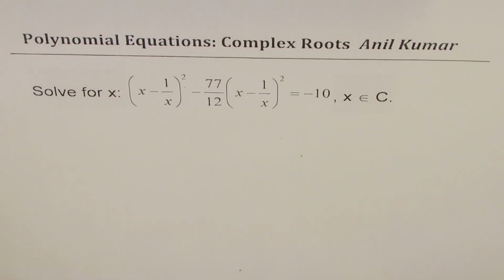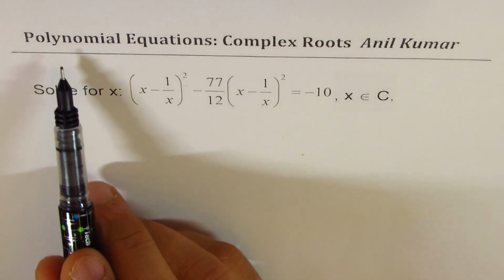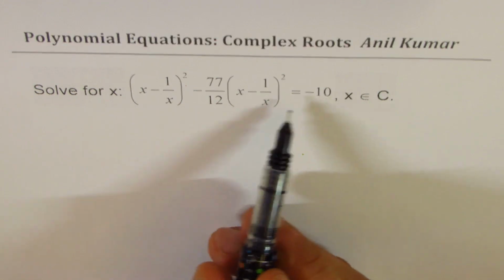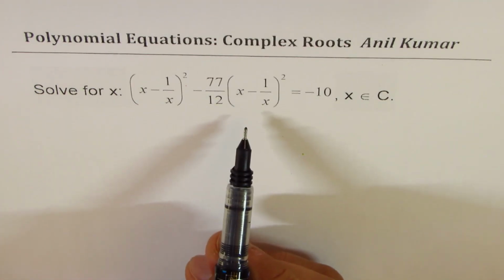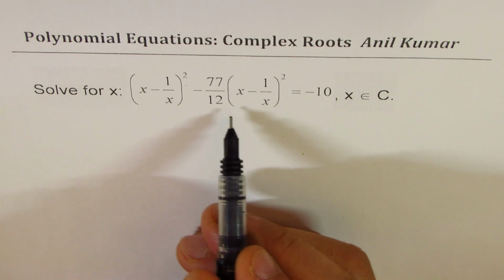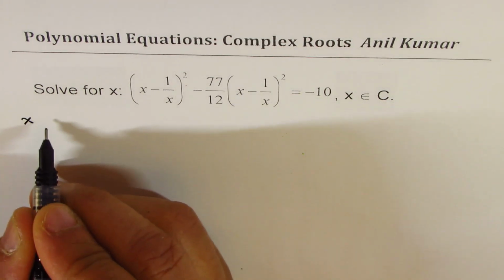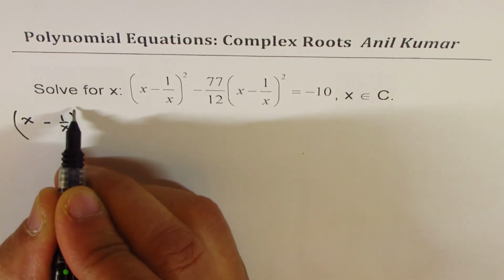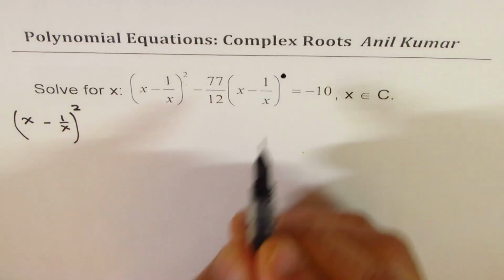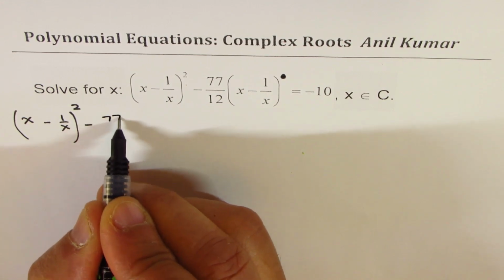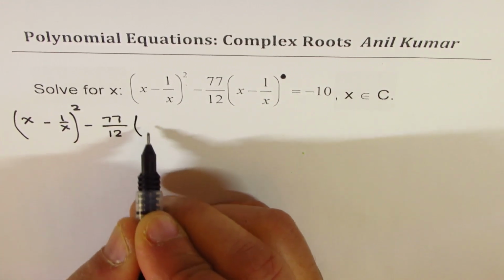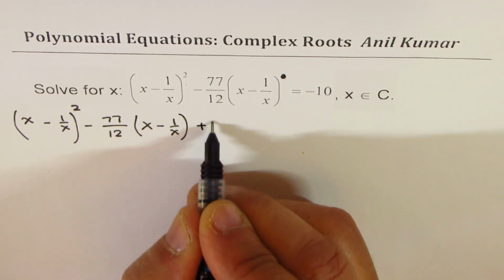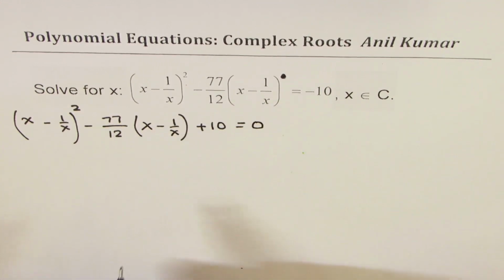So here is the last question of our series on solving polynomial equations, questions given by my student. Now let us see how to solve this one. It involves a lot of fractions. My suggestion is to bring them together and then use the quadratic formula. So we have x times x minus 1 over x, whole squared. Well, this square is not there. Minus 77 over 12 times x minus 1 over x. Bring 10 to this side, becomes plus 10 equals 0.